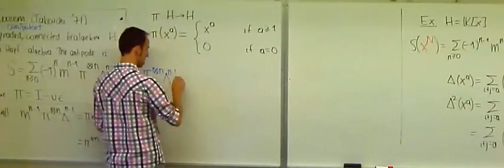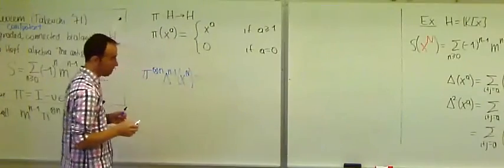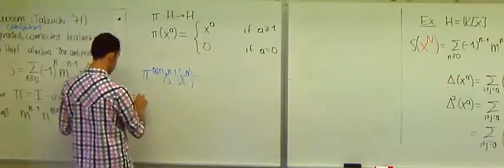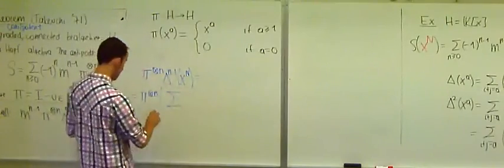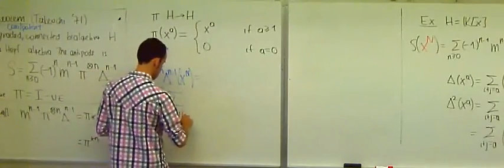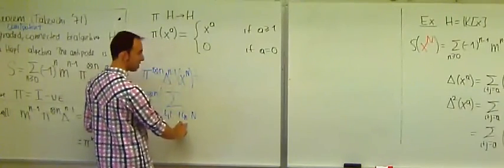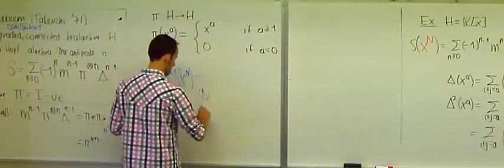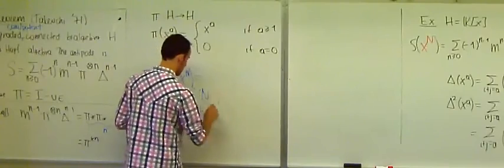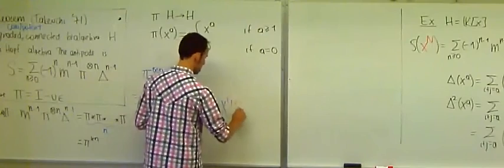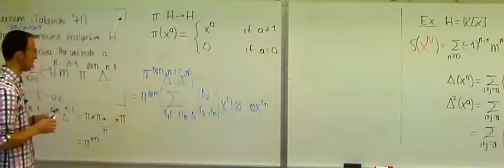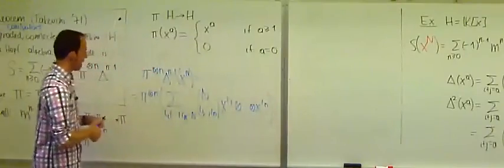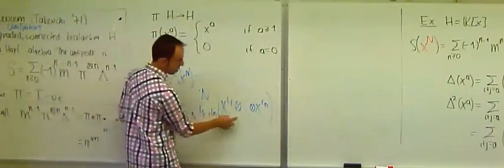Pi tensor n, delta n minus 1, x to the n. What does this do? Well, we know what this is: the sum over the ways of writing n as a sum of non-negative integers, n choose I1 up to In, x to the I1 and so on. I get this, right? And now what this does is that it applies pi to each one of these things.